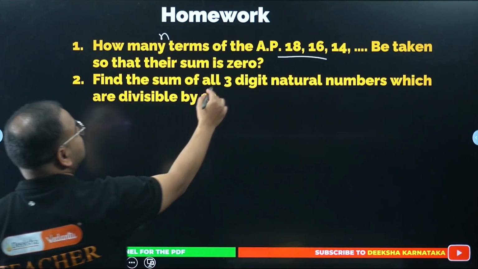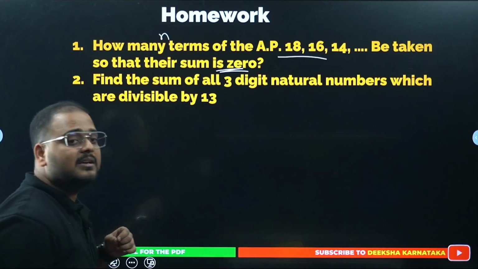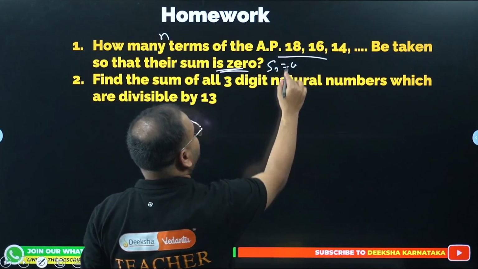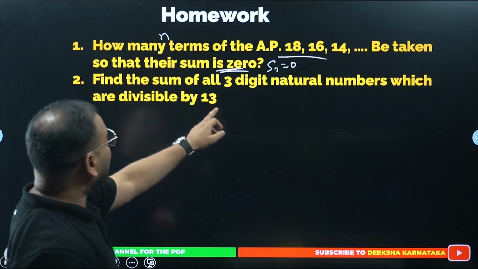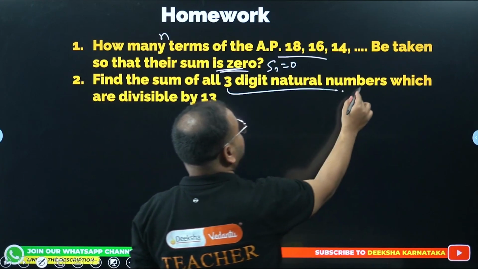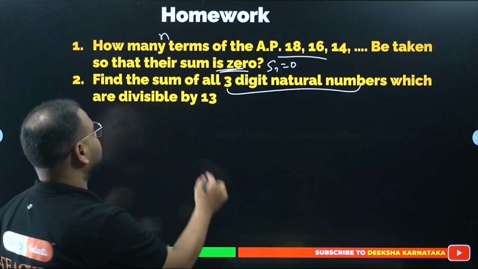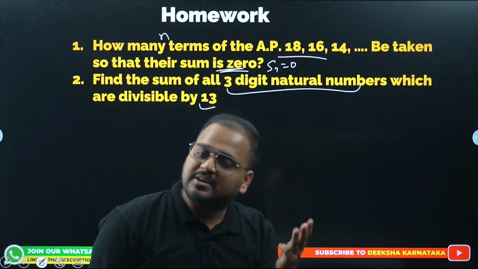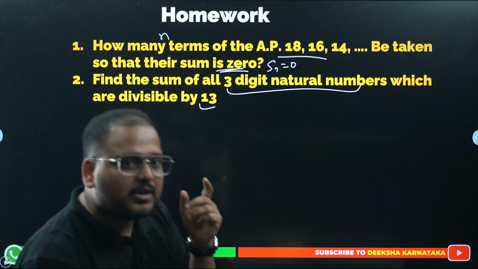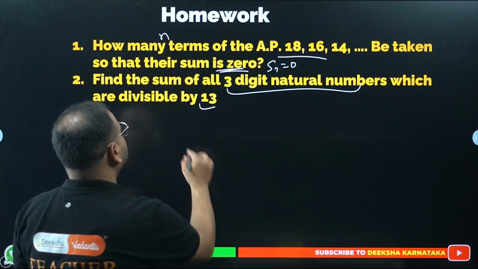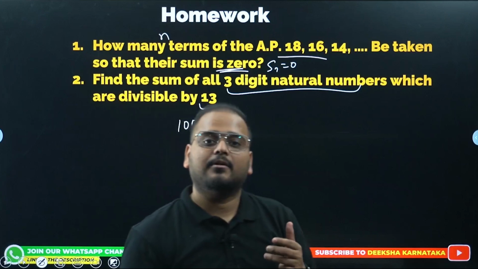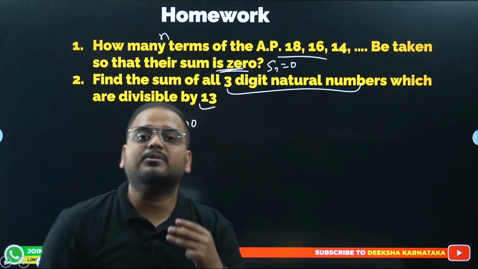Okay. So the sum is 0. The condition is given as sum is 0. So Sn is given as 0. Please solve it. Find the sum of all 3-digit natural numbers which are divisible by 13. So what is the first 3-digit natural number? 100. So check what is the first 3-digit number divisible by 13.